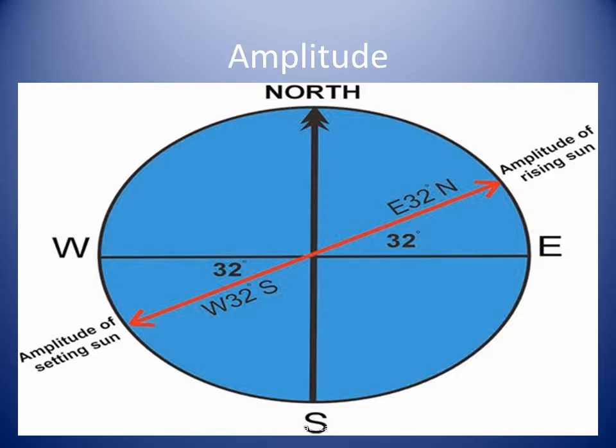The amplitude of a celestial body is the angle between the true east point of the compass and the object when rising, or between the true west point of the compass and the object when setting. Amplitudes of the sun can only be observed when the sun is rising or setting.